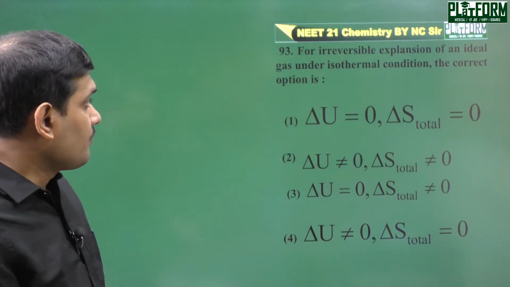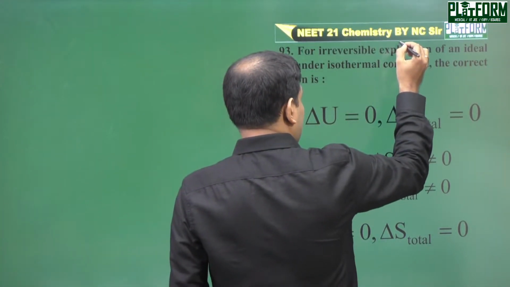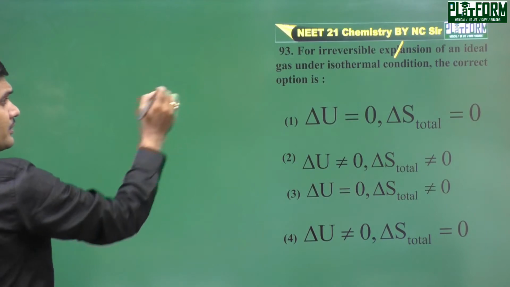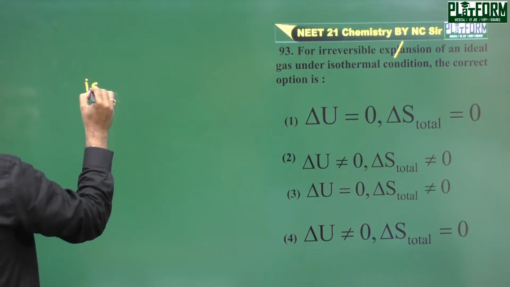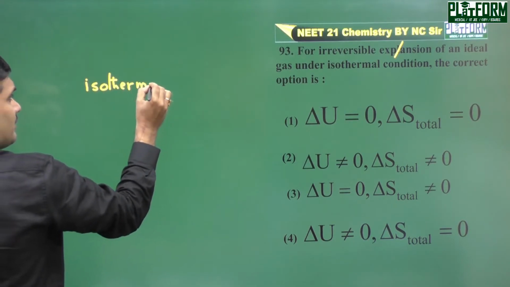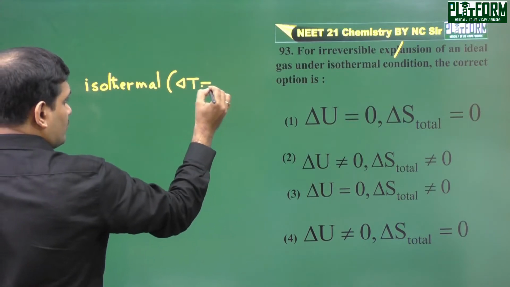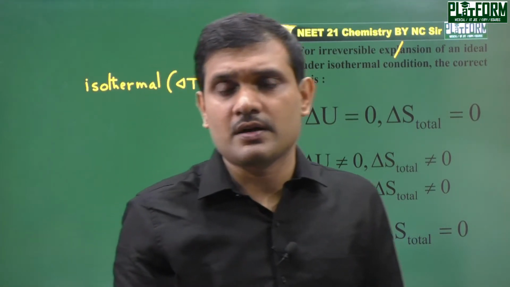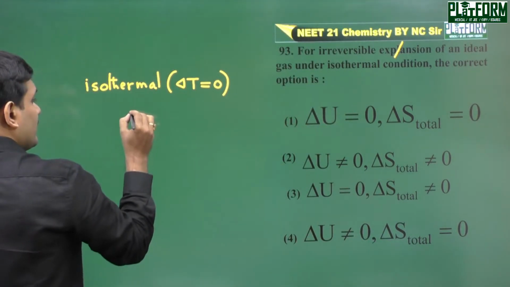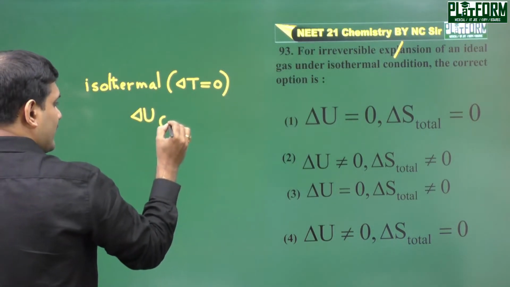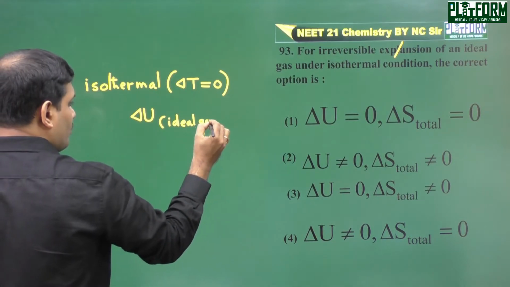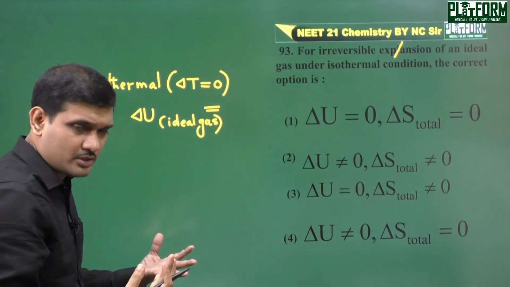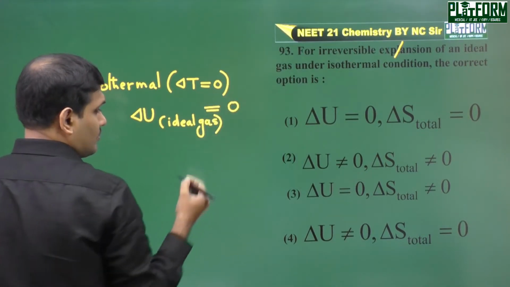Now again from thermodynamics: for reversible expansion of an ideal gas under isothermal condition, the correct option is? So for an ideal gas, if we go for isothermal condition, isothermal means no doubt delta T is equal to 0. Now once delta T is equal to 0, we know that for an ideal gas, the change in internal energy is a function of temperature alone. So definitely delta U for an ideal gas will always be 0, whether it is reversible expansion or irreversible expansion, compression, anything. For an ideal gas at constant temperature, it will be 0.